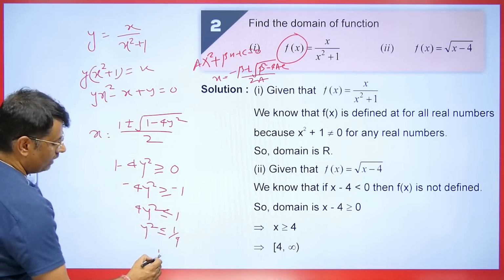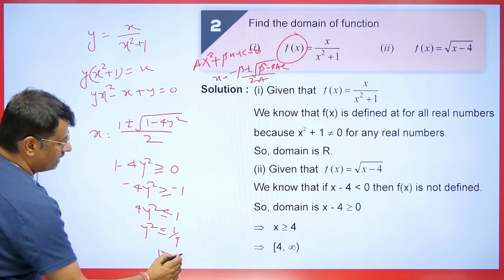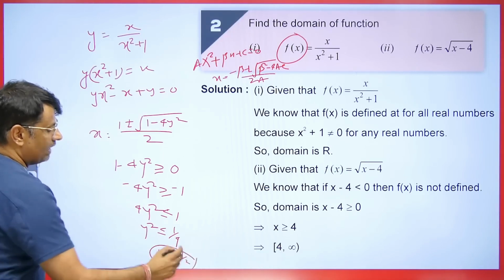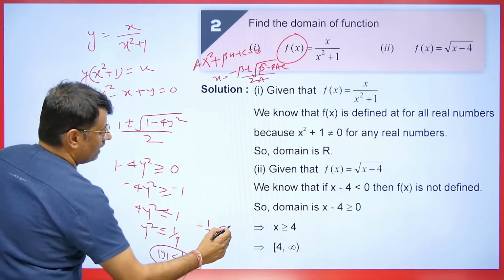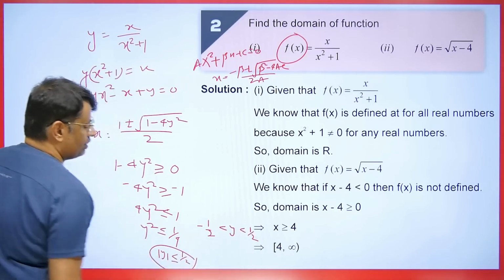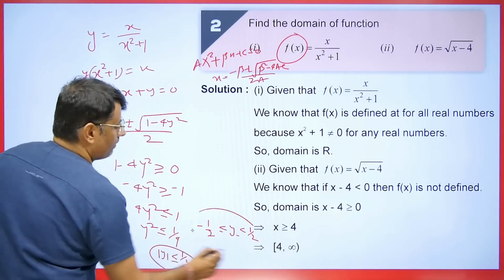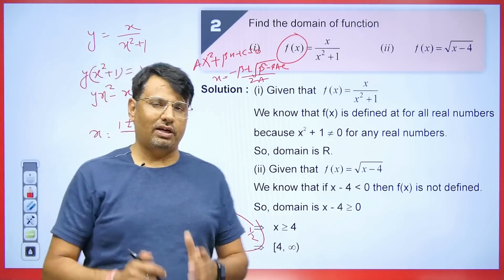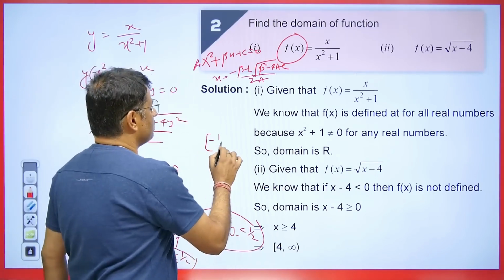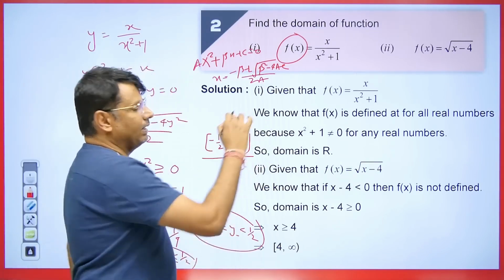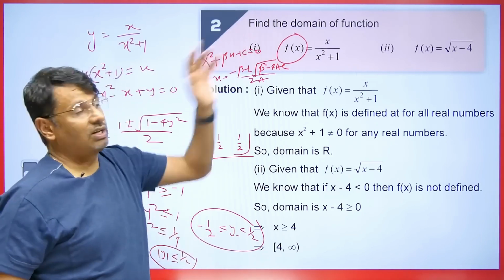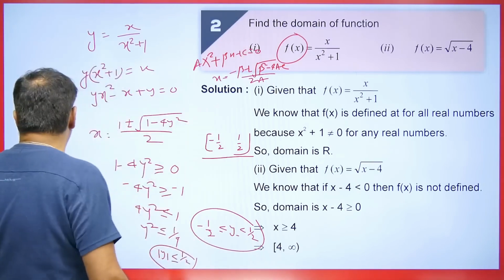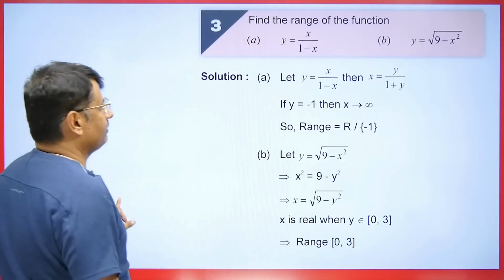If we take its root, then it will be mod y, which is less than or equal to 1 by 2. So students, it simply means that what should be the value of y? It should be between minus 1 by 2 and 1 by 2. If this is the case, then its value will exist here. So this will be its range. So from closed interval minus 1 by 2, 1 by 2 we can calculate this. This will be its range. It's easy. I will give you another example so you can understand this better.